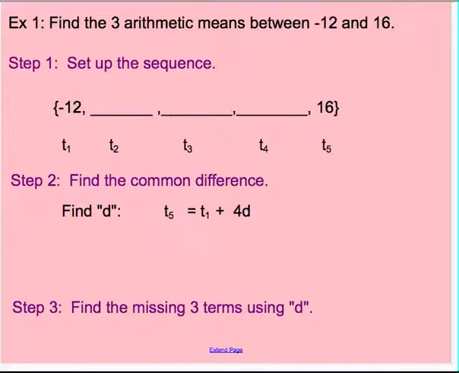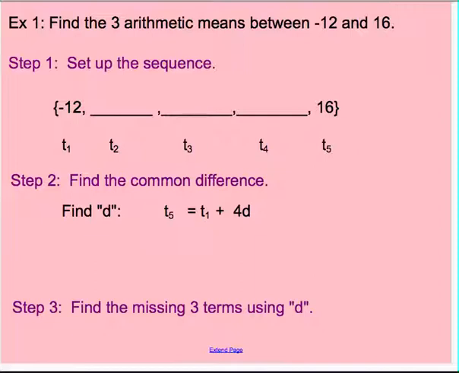So when it tells us there are 3 arithmetic means, that means there are 3 terms that are missing in the sequence between -12 and 16. So I have the sequence set up. -12 is our first term, 3 terms we don't know, and then 16 is our 5th term. So the first step in finding those terms is figuring out what the common difference is.